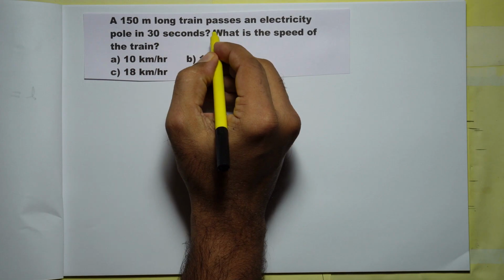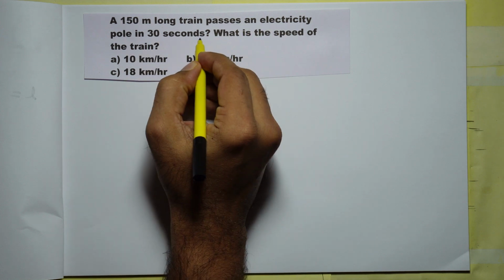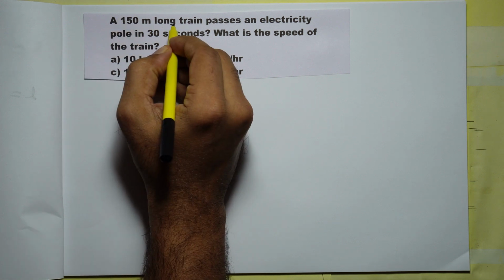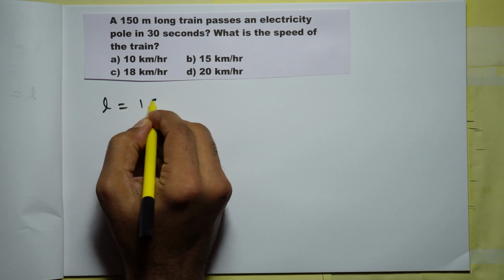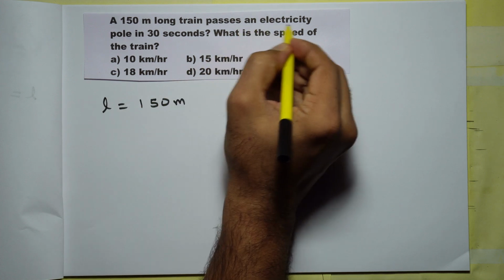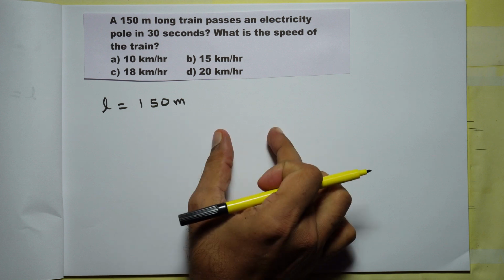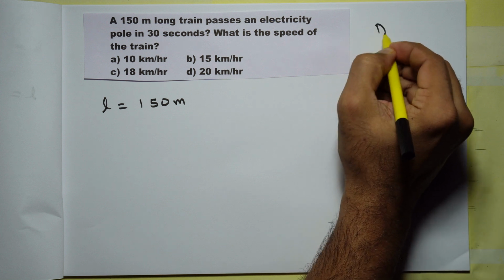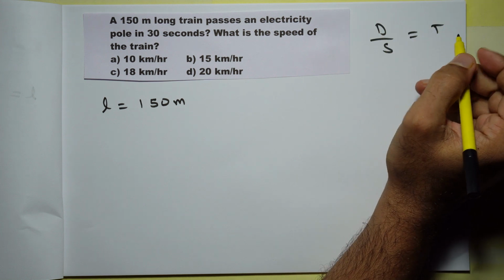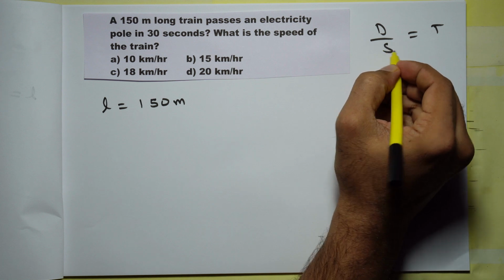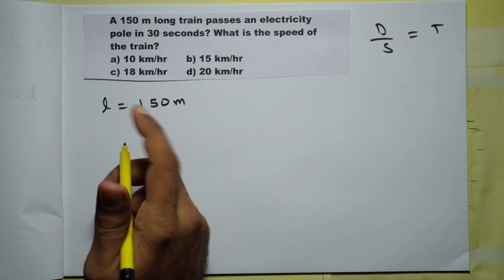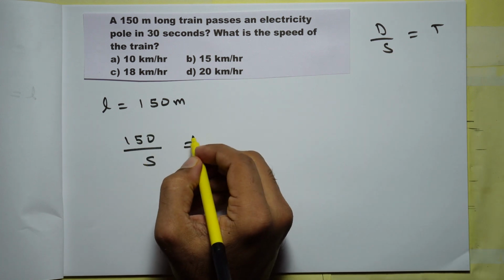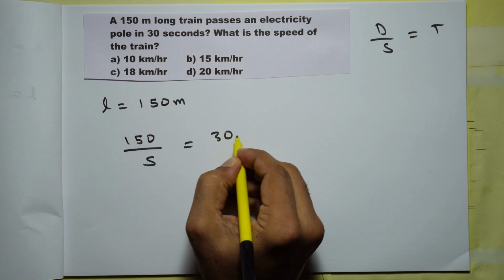A 150-meter long train passes an electricity pole in 30 seconds. What is the speed of the train? Now the length of the train is 150 meters. And to pass an electricity pole, its own body length has to be moved. So distance to be moved is its own body length. And the basic formula is distance by speed gives you time. So we'll just calculate the speed of the train using this formula. So distance to be moved is its own body length 150, divided by speed, and that is equal to time. And time is given as 30 seconds.